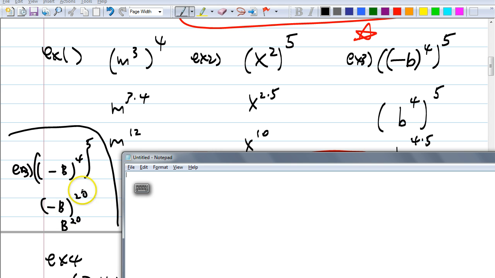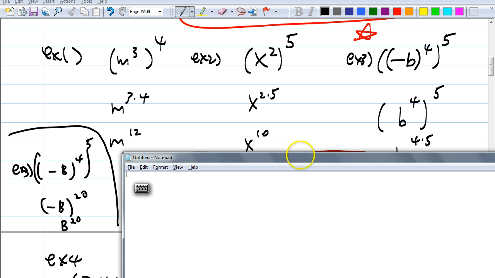But could I leave it as negative b to the 20th? No, that's not simplified fully, right? If you were to multiply negative b 20 times, if you multiply a negative number an even number of times, what does that become? Yes, positive. So you get positive b to the 20th. Does that make sense? So don't leave it this way. Whereas negative b to the 20th in parentheses, you should write it as positive b to the 20th.